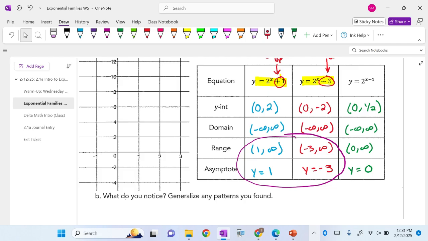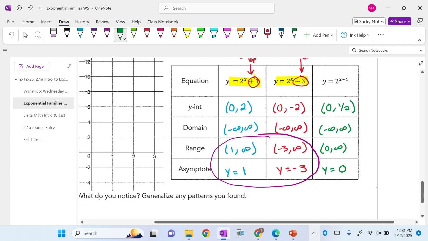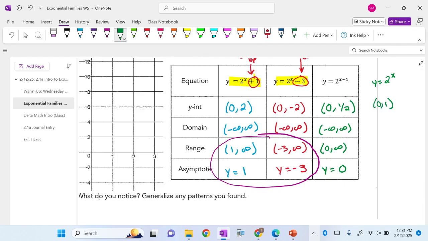The y-intercept changed. So we're used to a 2^x graph. 2 raised to the x power, we're used to that being just (0, 1). Why is our y-intercept now (0, 1/2)? What I'm saying is typically when we have y equals 2 raised to the x power, our y-intercept is (0, 1).